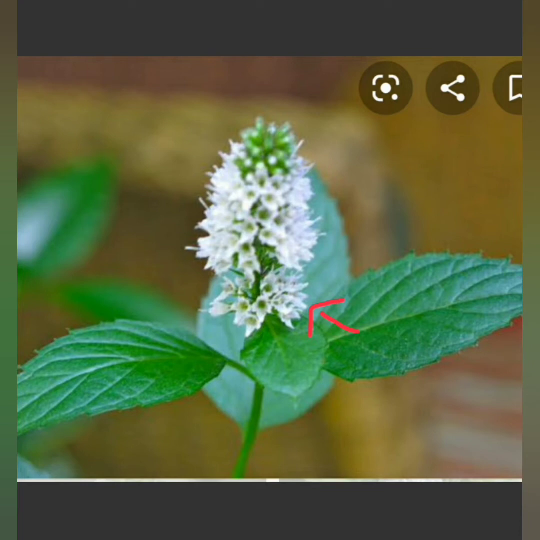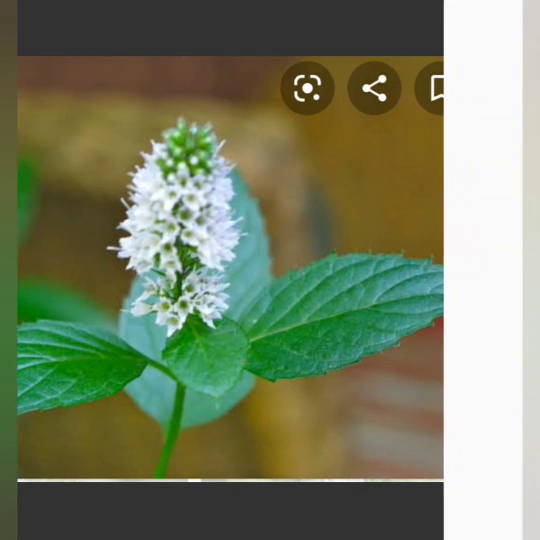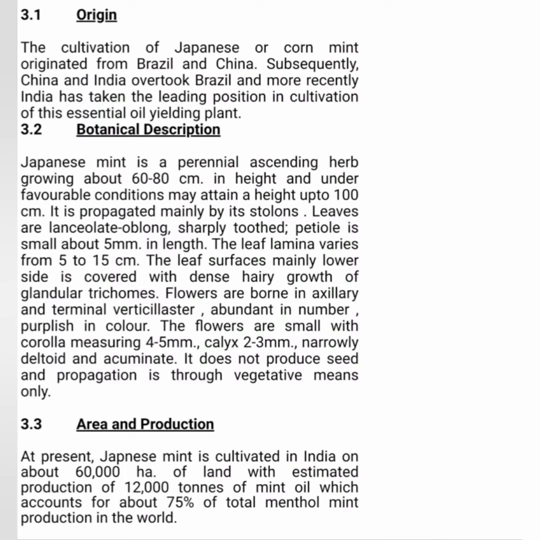seeds. Okay, so no seeds are formed in these flowers. That is why cultivation of this is done only vegetatively. Okay, that is only by the stolons and not by the seeds, because there are no seeds found. It does not produce seeds, and propagation is through vegetative means only.